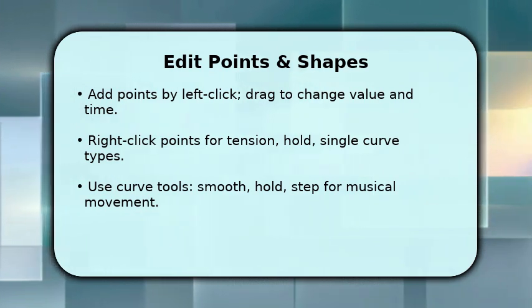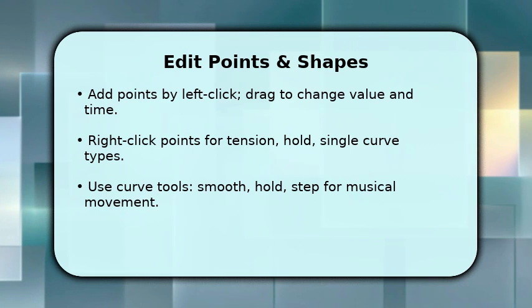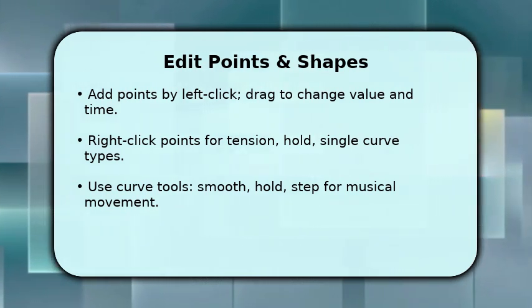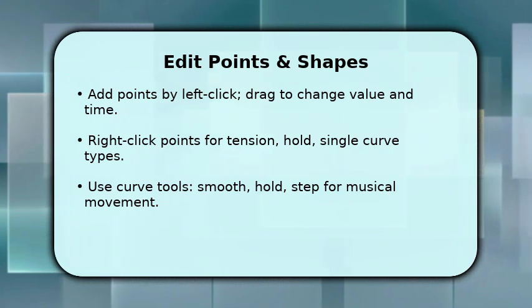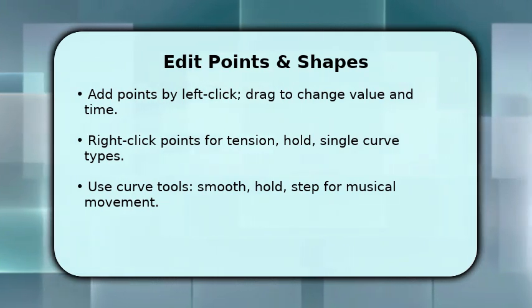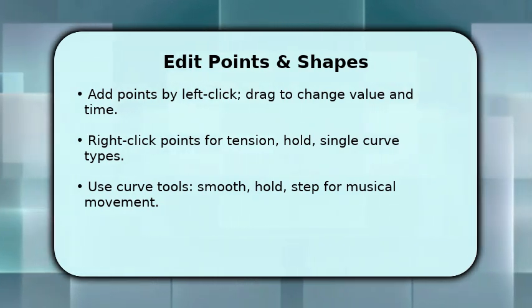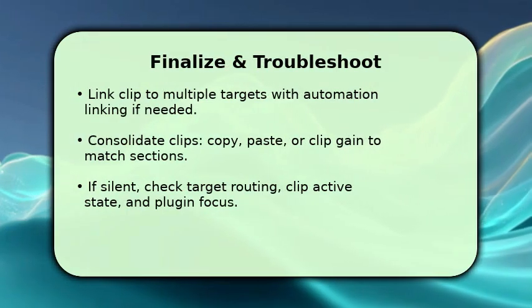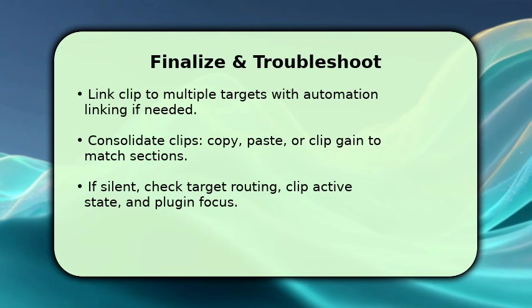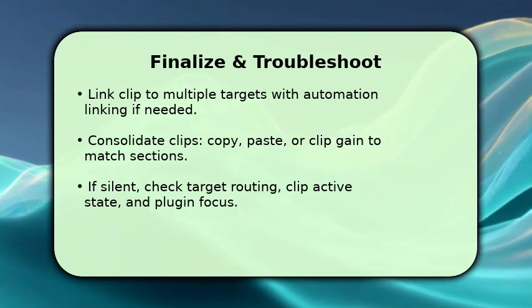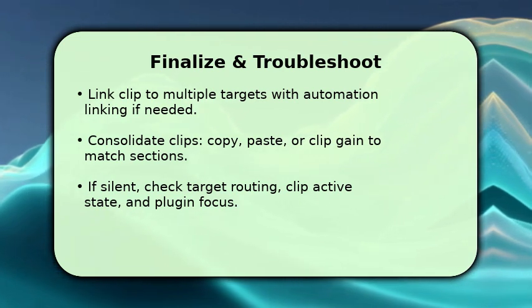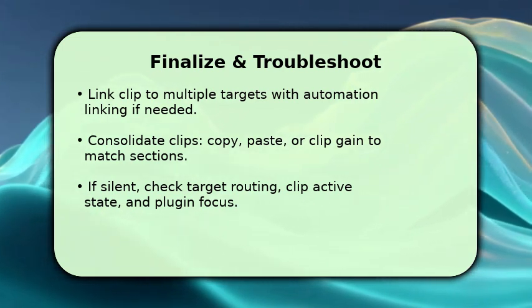Use the curve tools to smooth transitions or create stepped modulation for rhythmic effects. As you refine, play the section repeatedly so you hear how shapes affect sound, and adjust spacing for musical timing and dynamics. To finish, duplicate or move automation clips to other song sections and link clips to multiple targets if you need unified control. This saves time. Once arranged, use clip gain or fine-tune points so transitions sit in the mix.